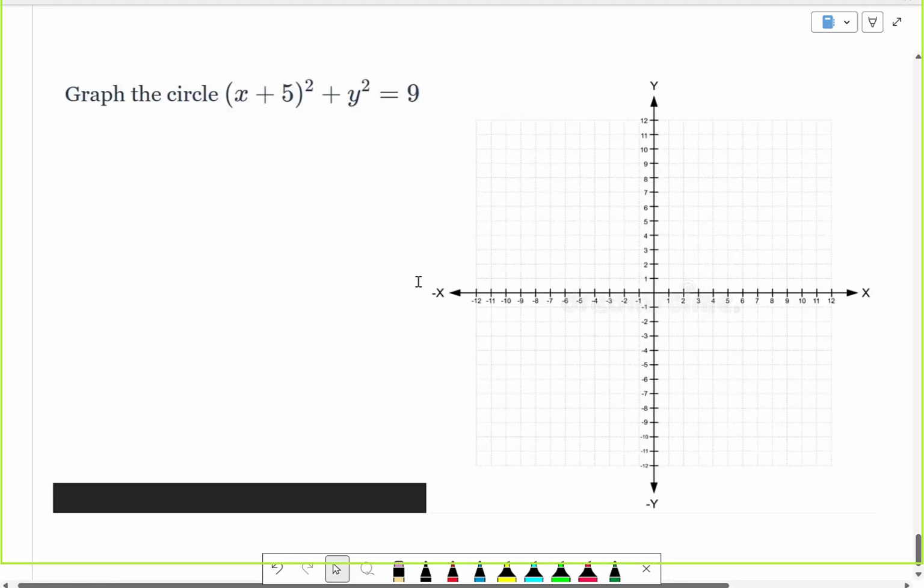All right, the next section is about graphing the circle. So again, first you need to identify the center and then the radius.